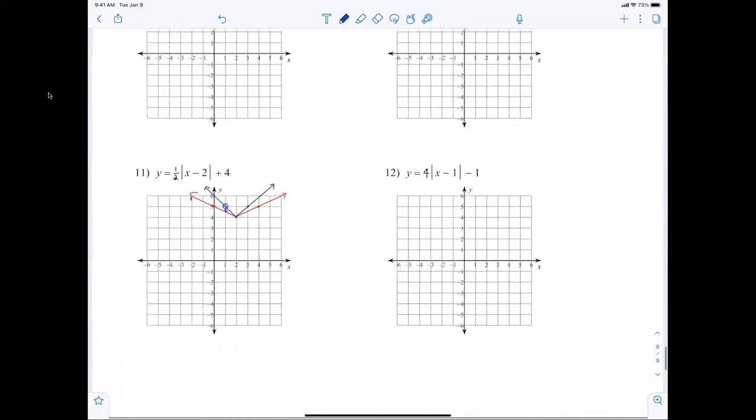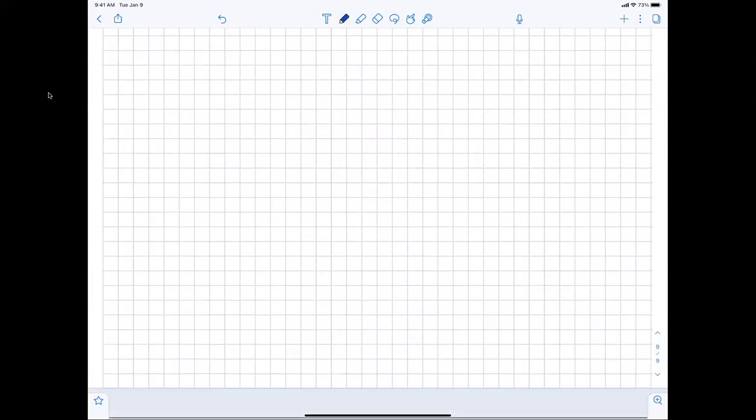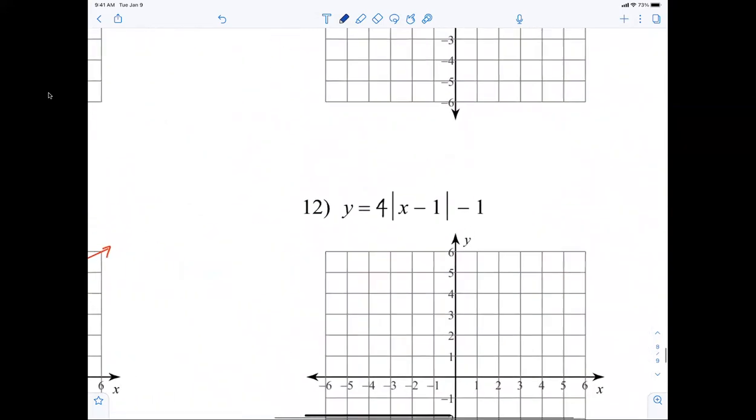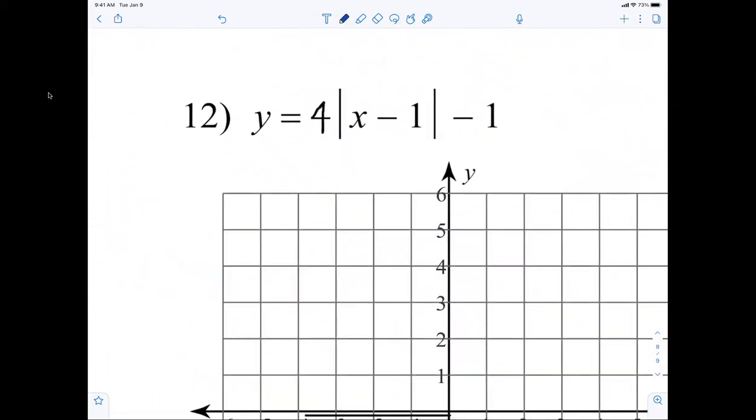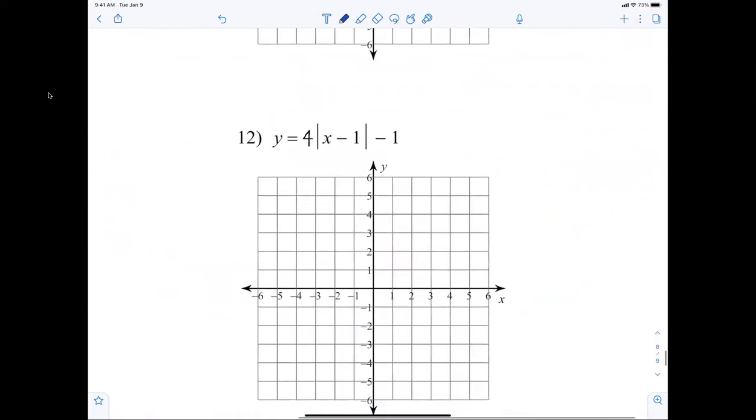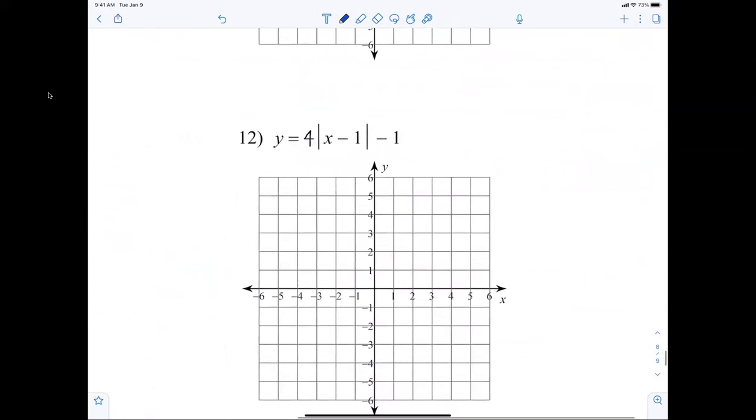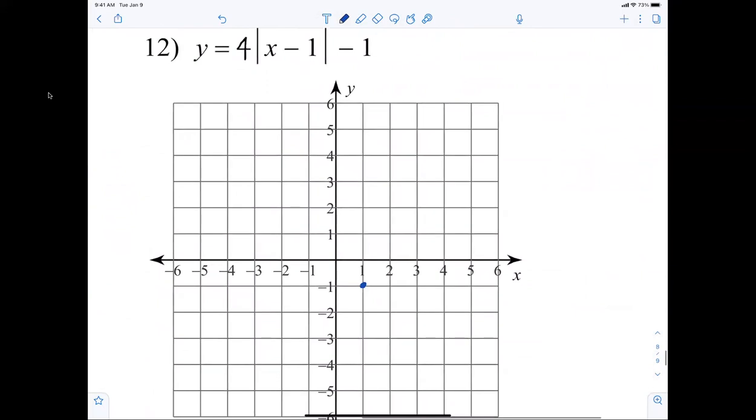All right. So now if I talk about number 12, that's a vertical stretch of 4. So here we're going to go right 1, down 1. And then from that point, I'm going 1, 2, 3, 4 to the right 1. 1, 2, 3, 4 left 1. And then there you have it.